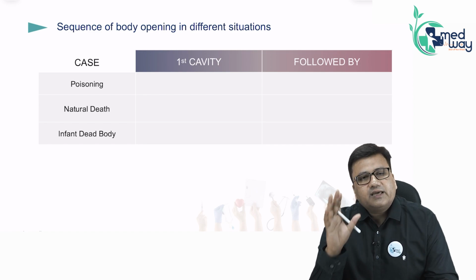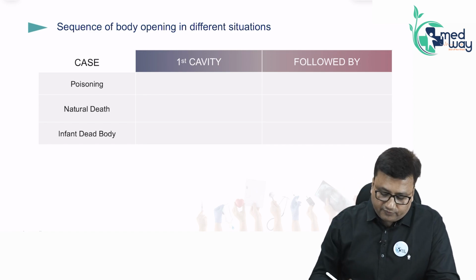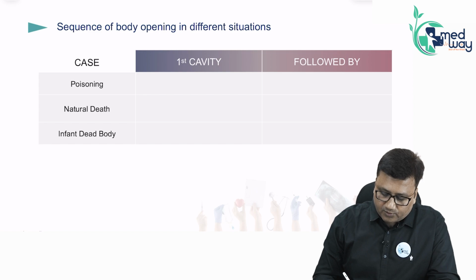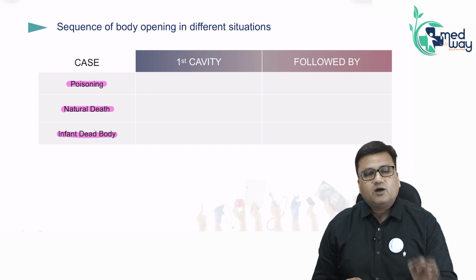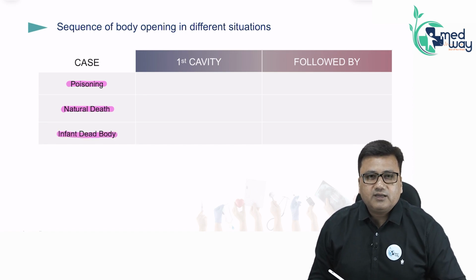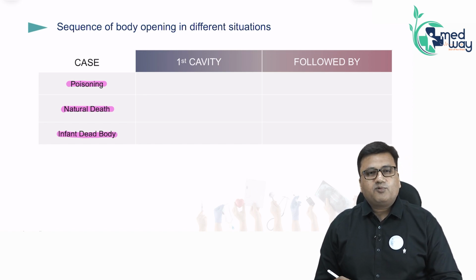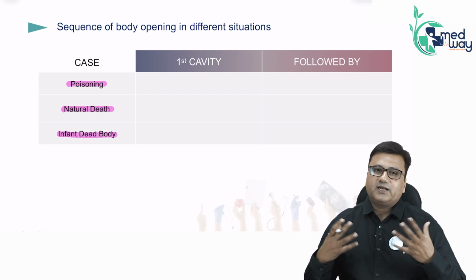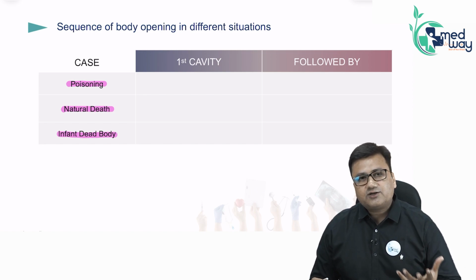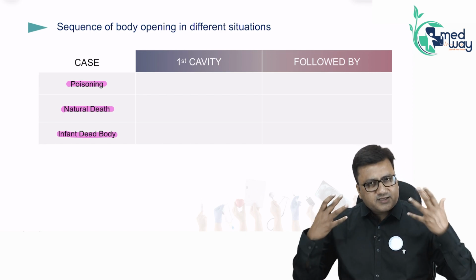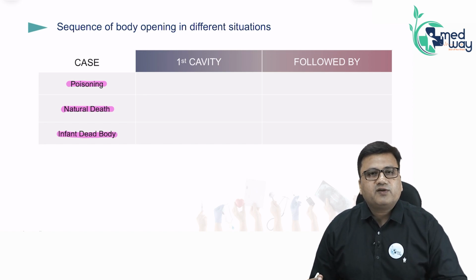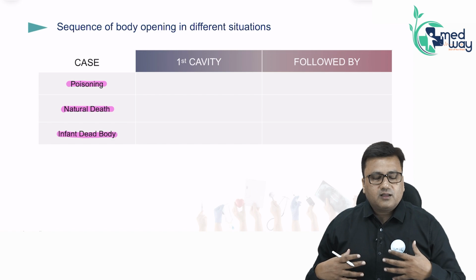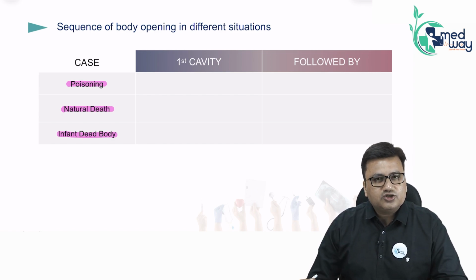What if the case is not of trauma, the case is of maybe poisoning, or it could be a natural death, or it may be an infant dead body. Now, what is common in all these three situations is that in case of poisoning, the exterior of the body will be clean. In cases of natural death, somebody had an MI and died, the exterior is expected to be clean. And so is in the cases of an infant dead body. The exterior may not harbor any injury.